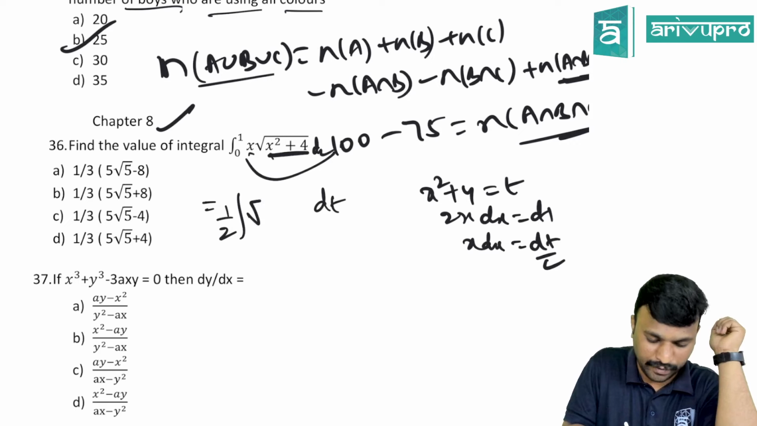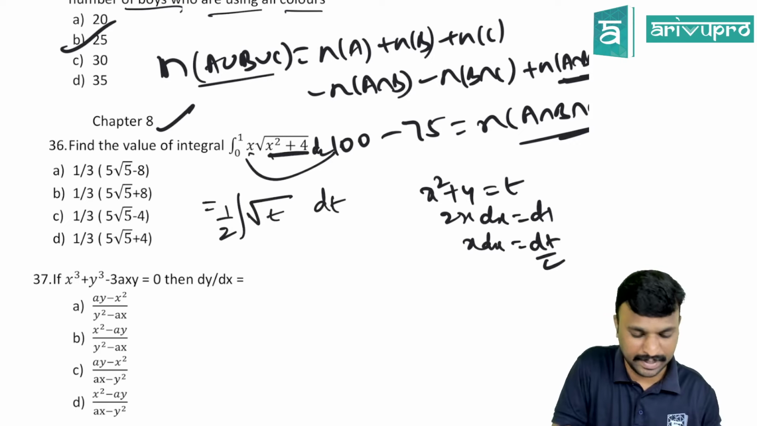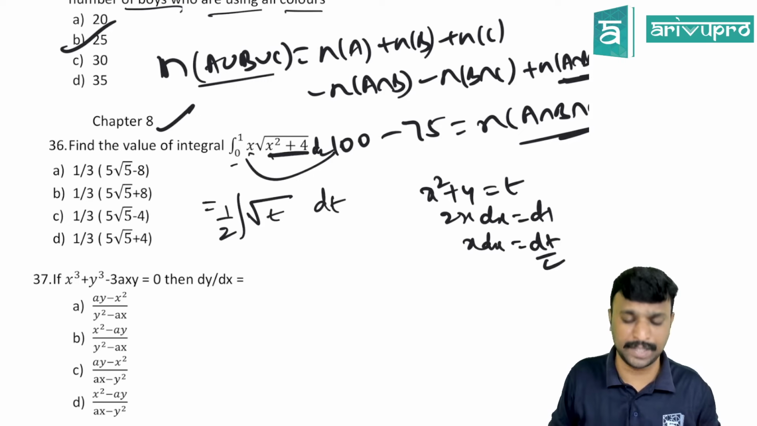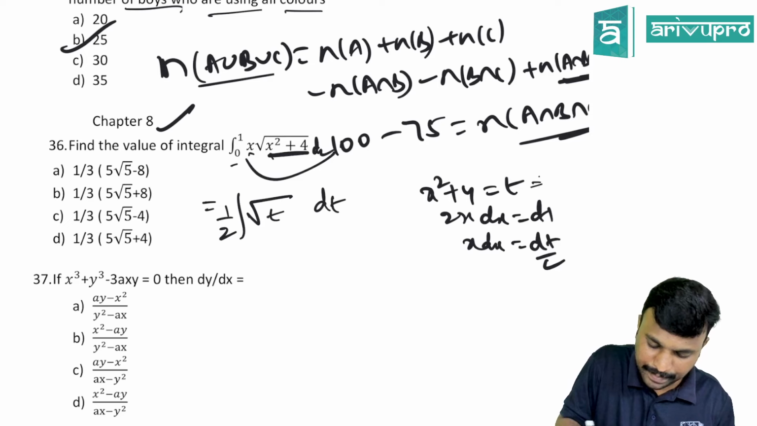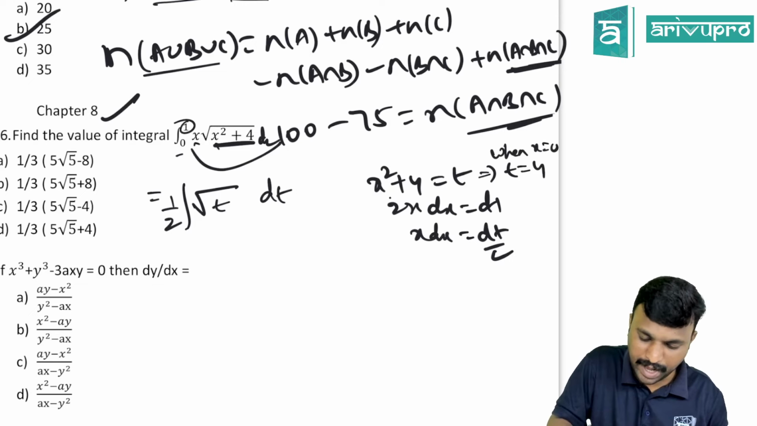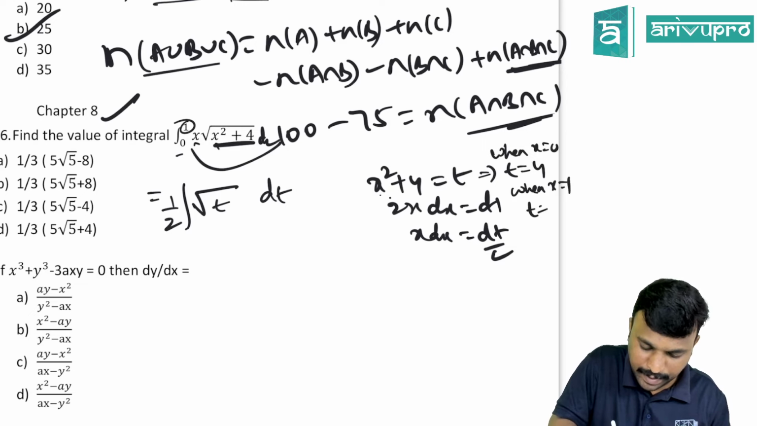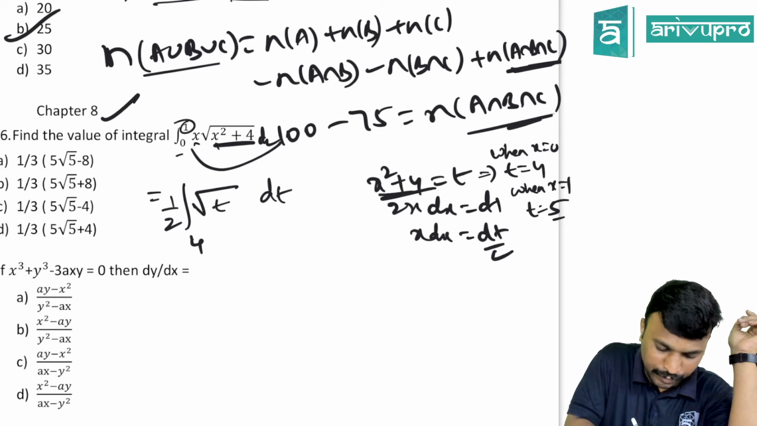Now root of t it is. Now the limits will change because the given limits are for x. When you substitute in terms of t, the limits will change. When x is equal to 0, what happens to t? 0 plus 4, t is equal to 4 when x is equal to 0. When x is equal to upper limit 1, t is equal to 1 square is 1, 1 plus 4 is 5. So the limits are 4 to 5.